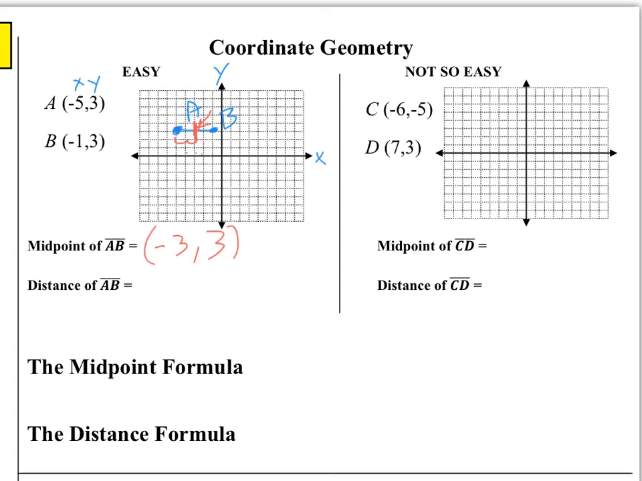And if I wanted to find the distance of AB, again, all I have to do is say what's the absolute value of negative 5 minus negative 1.